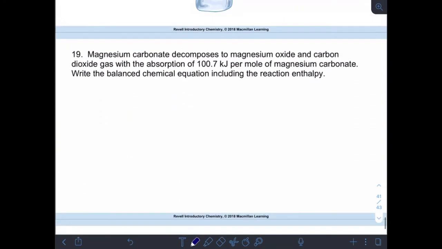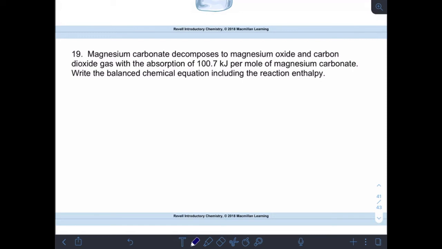Okay, so let's look at our last slide here. Magnesium carbonate decomposes to magnesium oxide and carbon dioxide gas with the absorption of 100.7 kilojoules per mole of magnesium carbonate. Write a balanced chemical reaction including the reaction enthalpy.